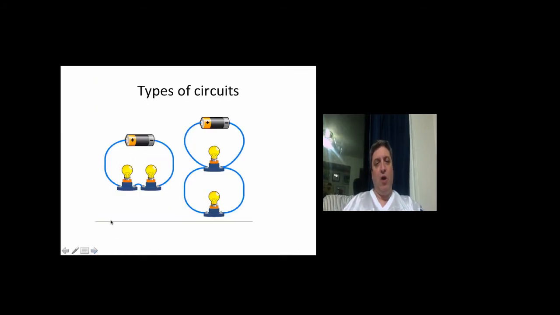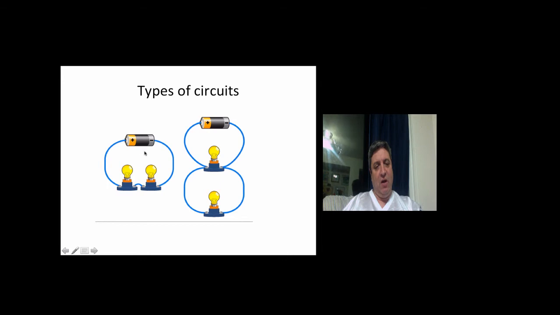Types of circuits. Circuit comes from the same root that circle comes from. It means to go around. It's always going to start at the negative end, and it's got to go all the way around to the positive end to complete the circuit. If at any moment that circle is not completed, everything gets cut off. It's got to go in a complete circle.